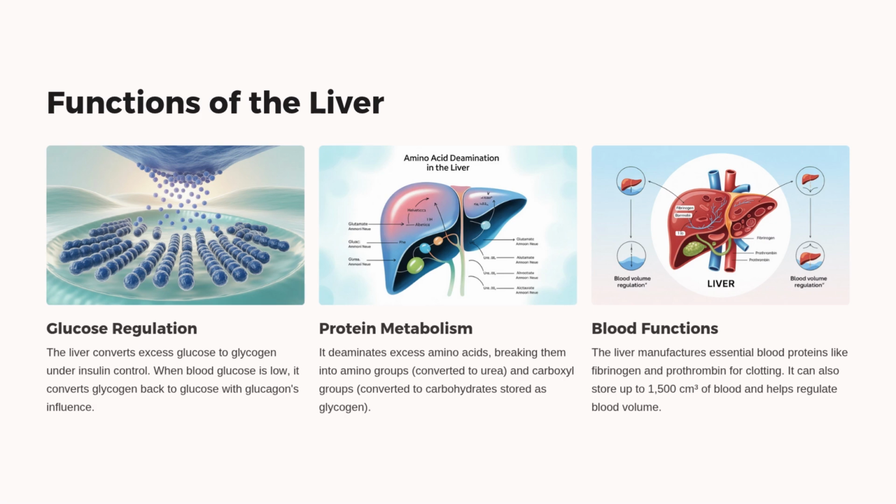Blood functions. The liver manufactures essential blood proteins like fibrinogen and prothrombin for clotting. It can also store up to 500 cc of blood and helps regulate blood volume.